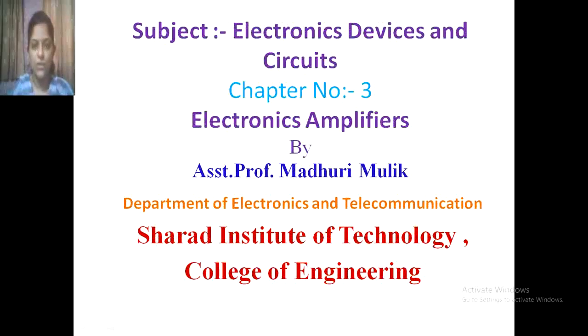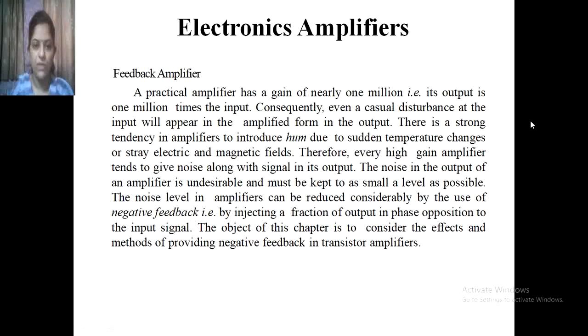Good morning, students. In the subject Electronics Device and Circuit, chapter number 3, Electronic Amplifiers. Last time we started chapter 3, Electronic Amplifiers, and we saw the feedback amplifier. Basically, the negative feedback amplifier is used. So what is a feedback amplifier and why is it required?